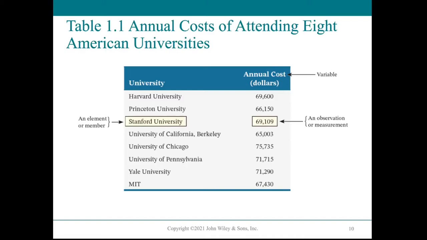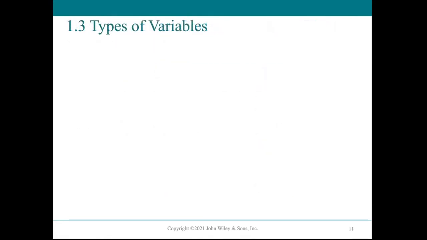And the observation is the specific cost. For example, the annual cost is a variable because it changes for every university. So Stanford University is one member of the population or the sample from which you are getting your data, and the value of the variable for Stanford University is 69,109. So that's an observation or measurement.